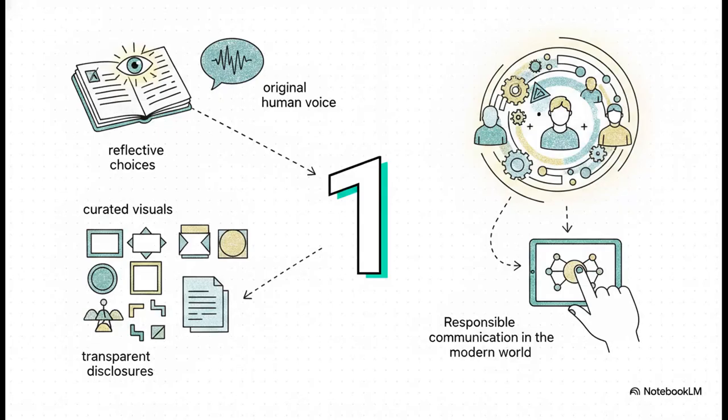By integrating your reflective choices, your original human voice, your carefully curated visuals, and your transparent disclosures, your final outcome isn't just a basic project anymore. It becomes one incredibly seamless, credible, and ethically produced communicative system. It shows everyone that you understand not just how to use flashy digital tools, but how to communicate responsibly in the modern world.